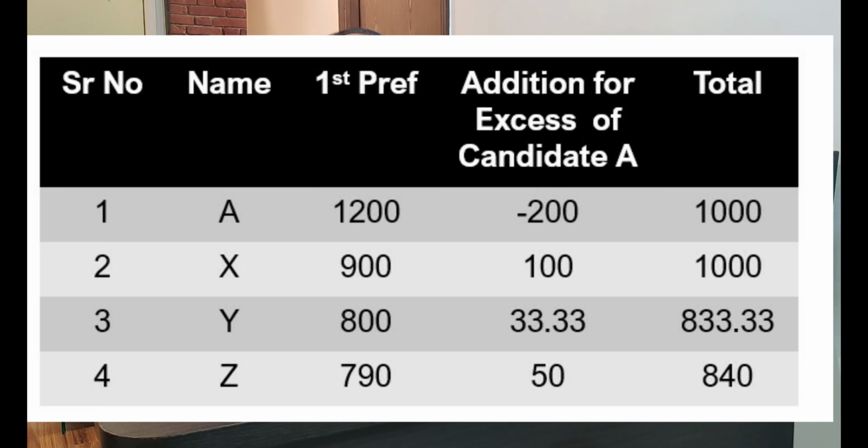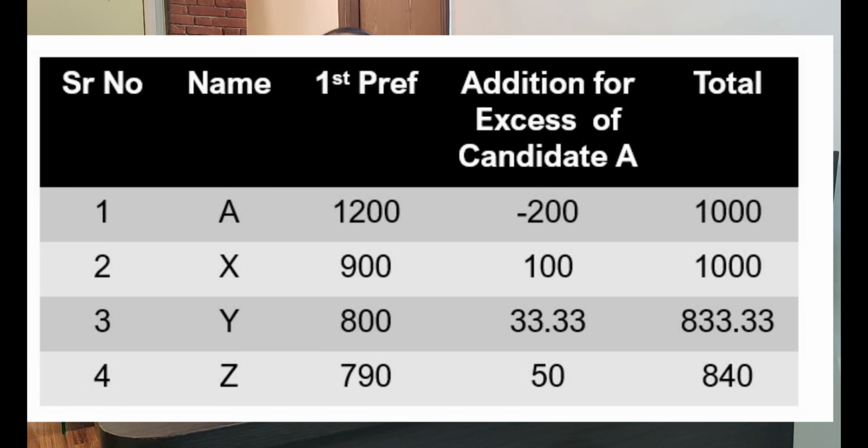So now I added 100, so his total votes becomes 1000, so this candidate X is now elected. Now the candidate Y originally got 800 votes, now he gets the excess from candidate A, and based on those second preference proportionate votes he gets 33.33. In the same way, the Z candidate got 790 original votes, 50 from this transfer, and now has 840 votes. So out of second preference votes, X is elected.